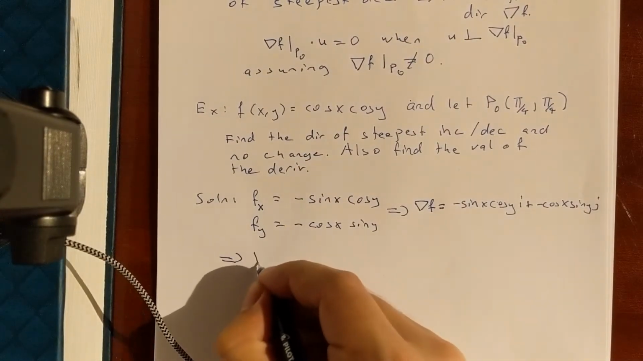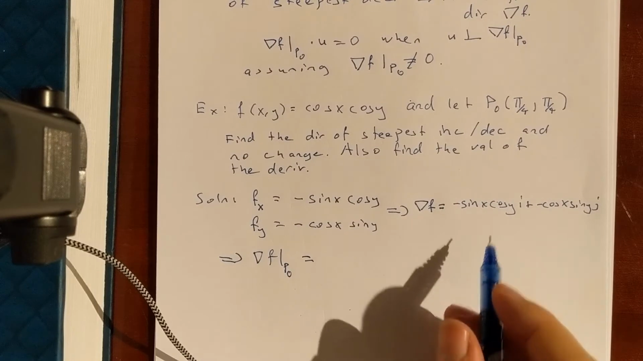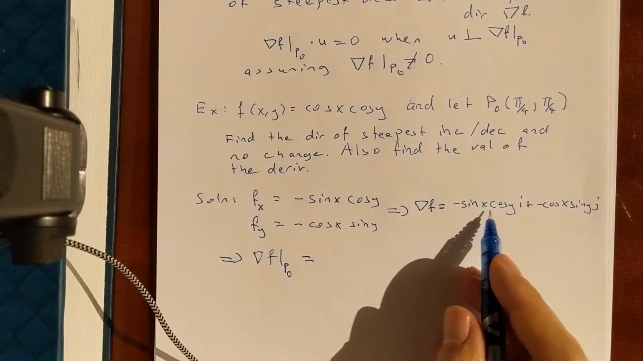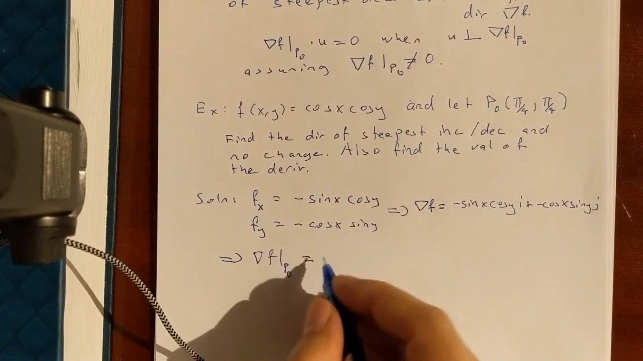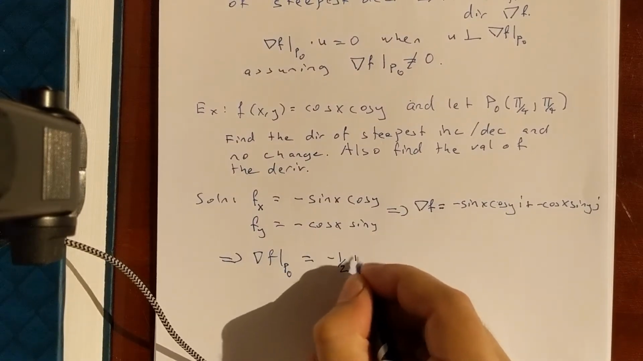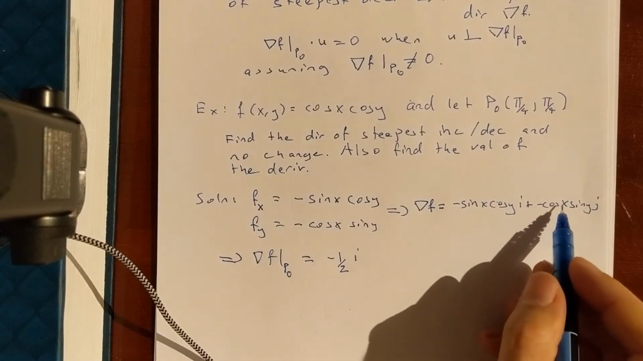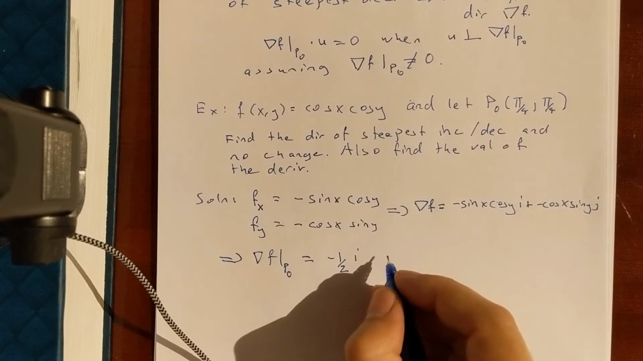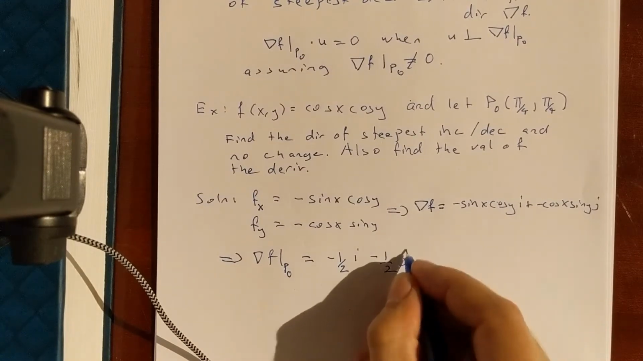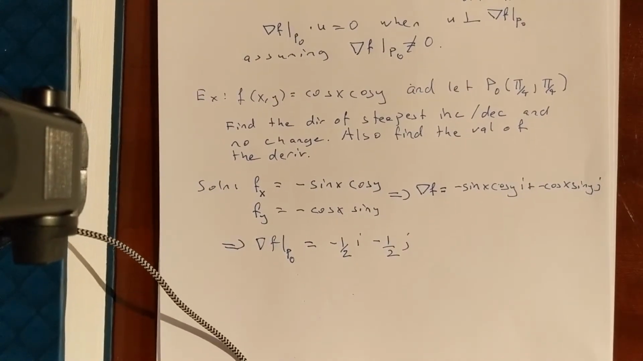So we're going to get the gradient of f evaluated at this point p naught. Let's plug in pi over 4, right? That's going to be square root 2 over 2, square root 2 over 2. So we're going to get 2 over 4, which is just 1/2. So we get minus 1/2 i, plus, let's plug it in here. We're going to get square root 2 over 2, square root 2 over 2. Again, that's 1/2, and there's a minus again. Minus 1/2 j. So this is the gradient vector evaluated at that point.